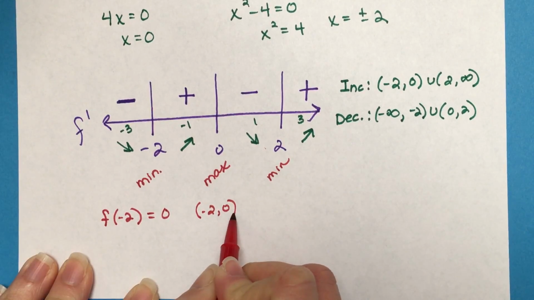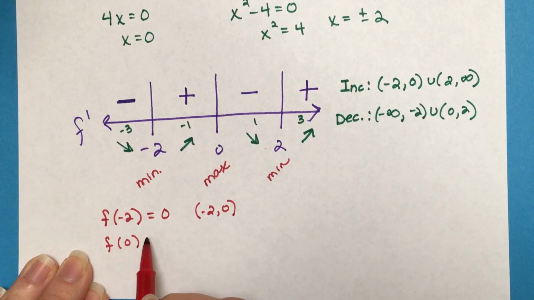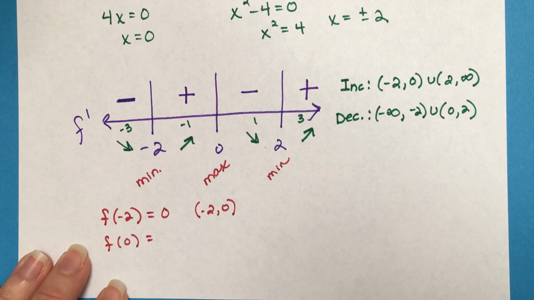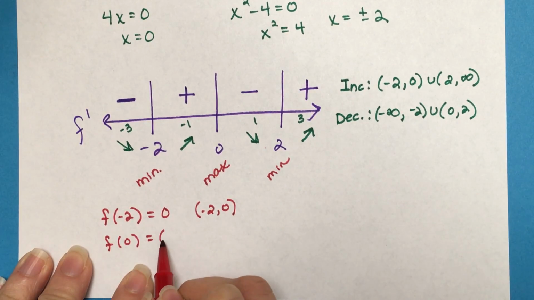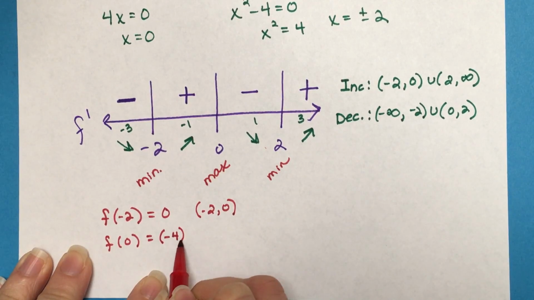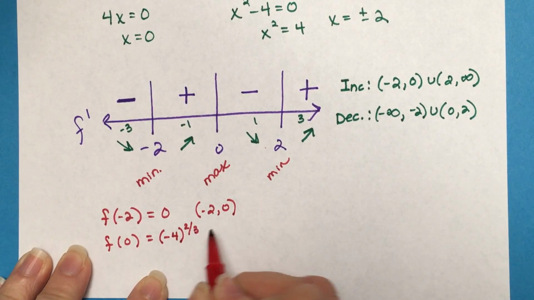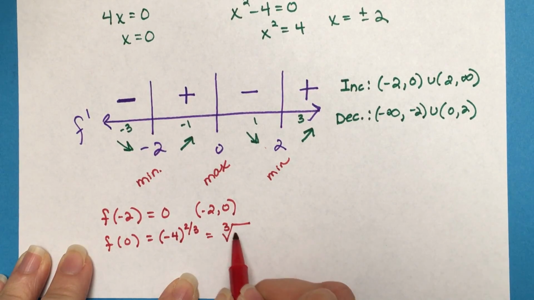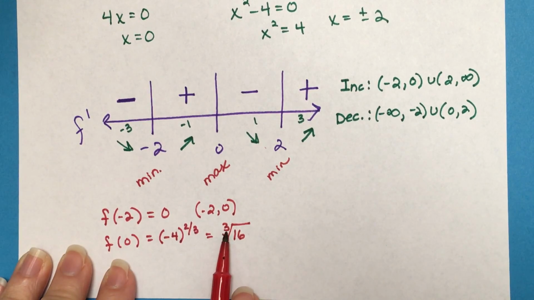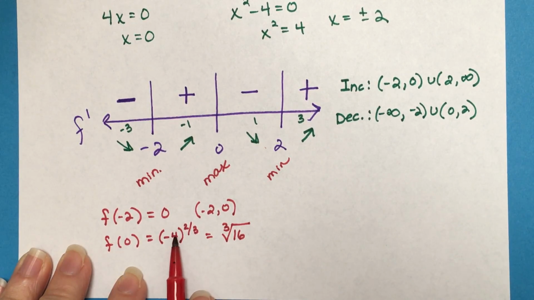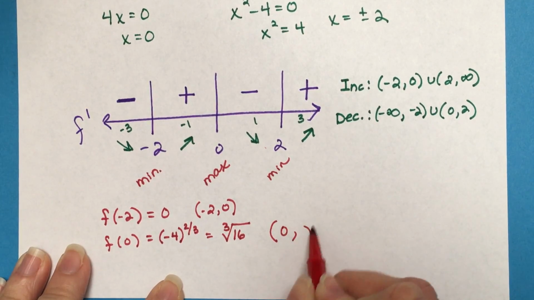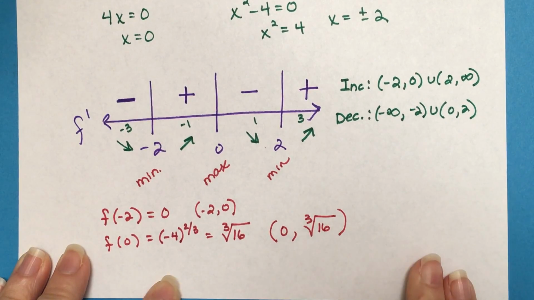Alright, so if I substitute in -2, then that's actually going to give me 0, so that would be the point -2, 0. And then if I substitute in 0, again I'm going back into my original function, that's going to give me -4 to the 2/3 power. So you actually could write that as the cube root of 16, because remember your bottom number is your root, your top number is your exponent, so -4 squared is the 16. So this would be the ordered pair 0, cube root of 16.